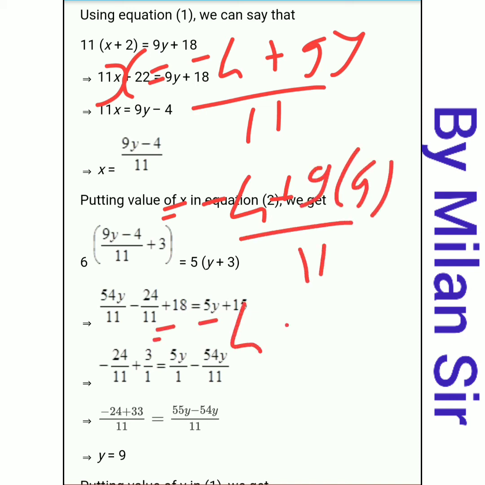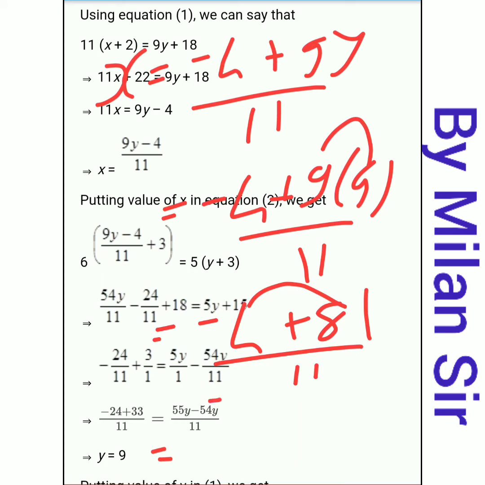So here minus 4 plus 9 9s are 81 divided by 11. Now 81 minus 4 is 77, and the bigger number's sign is plus. So 77 divided by 11 is 7, right? 11 7s are 77. So x is equal to 7.